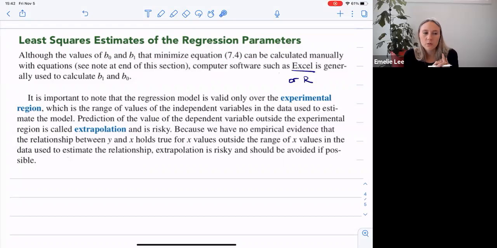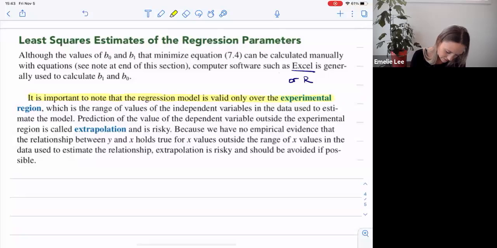So one thing that's really important to remember is that we've got our sample information, and so we've got some scatter plot, and our X values only run over some experimental region. And so our model only really applies to that experimental region. I'll highlight that here.